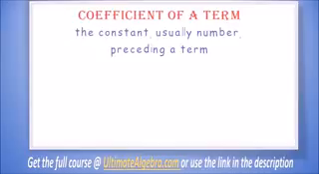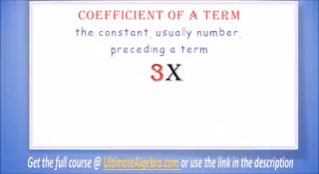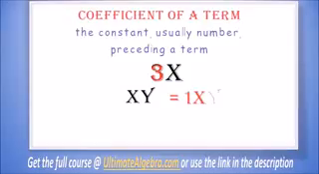So far, we've been looking at the variables. Now, let's look at the number. If we look at a term 3x, the coefficient is 3 because 3 is the constant preceding the term. In algebra, it is possible to have a term which consists of only letters. Example: xy. In a case like this, where there are only letters, the coefficient is 1. So, xy is the same as 1xy.